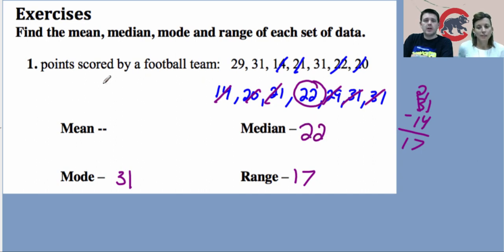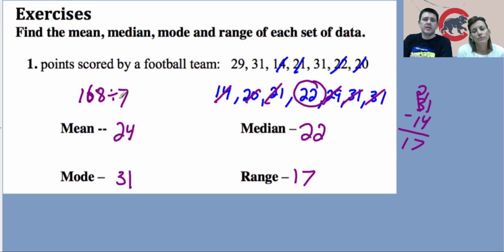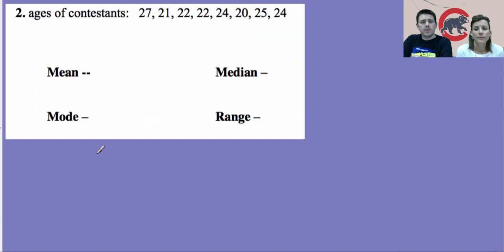You've got a sum of 168 divided by 7 data pieces, which gives you an average of 24. So Mrs. King added up all the pieces, got 168. There were 7 of them, so she divided by 7 and got 24 for our mean, our average. So our average is 24 and our middle is 22, and we're pretty close together.